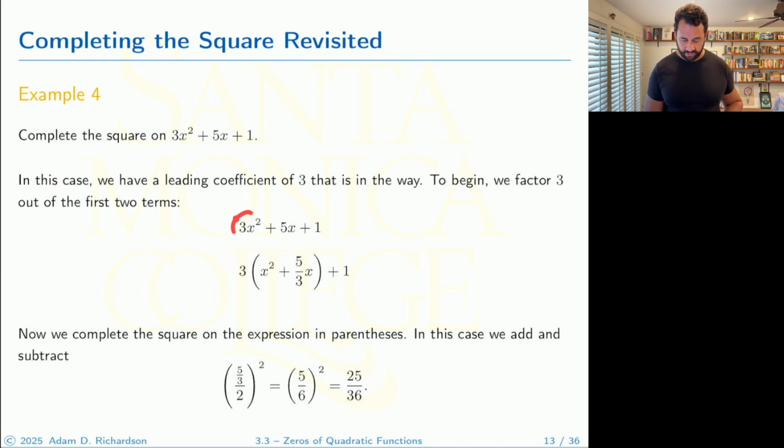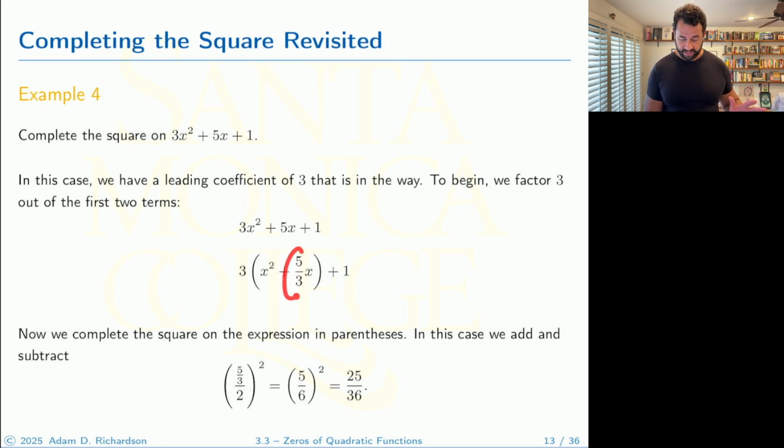So when we factor 3 out of 3x squared, we get x squared. When we factor 3 out of 5, we get 5/3. And if you want to check, you can always distribute this back to those two terms, and you'll see that you actually get this again. Now, nothing else has changed except the fact that this is a fraction. The process is entirely identical to what we did before.